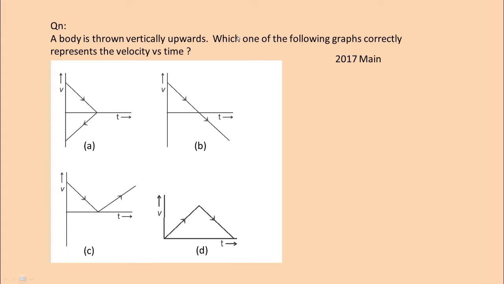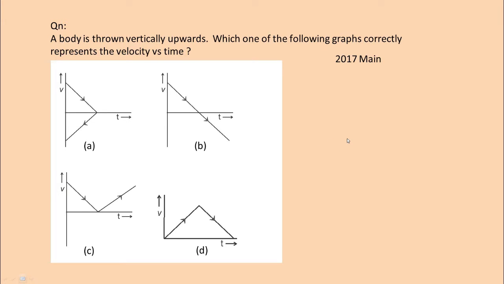Next question in the series is: a body is thrown vertically upwards. Which one of the following graphs correctly represents the velocity versus time? This is from a 2017 JEE Main paper. These are the four graphs given. We will have to find out which graph correctly represents velocity versus time.